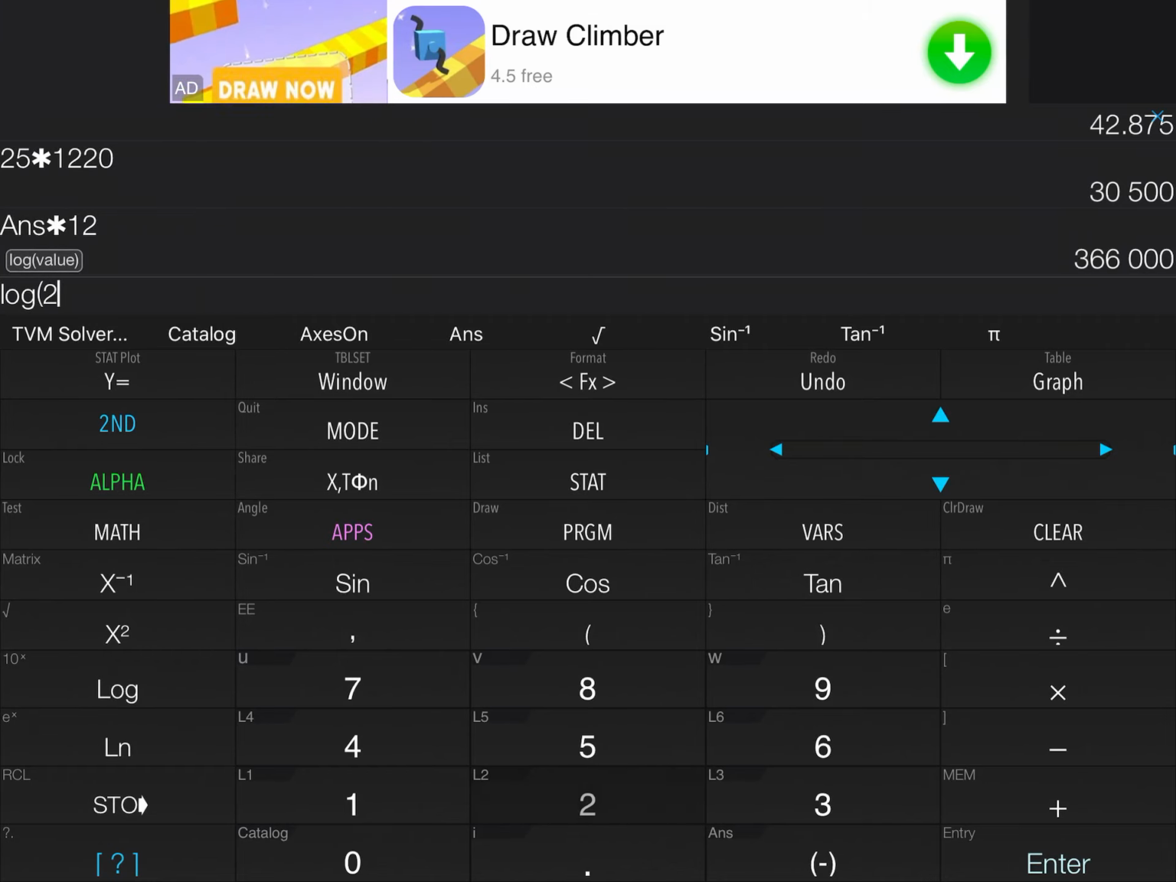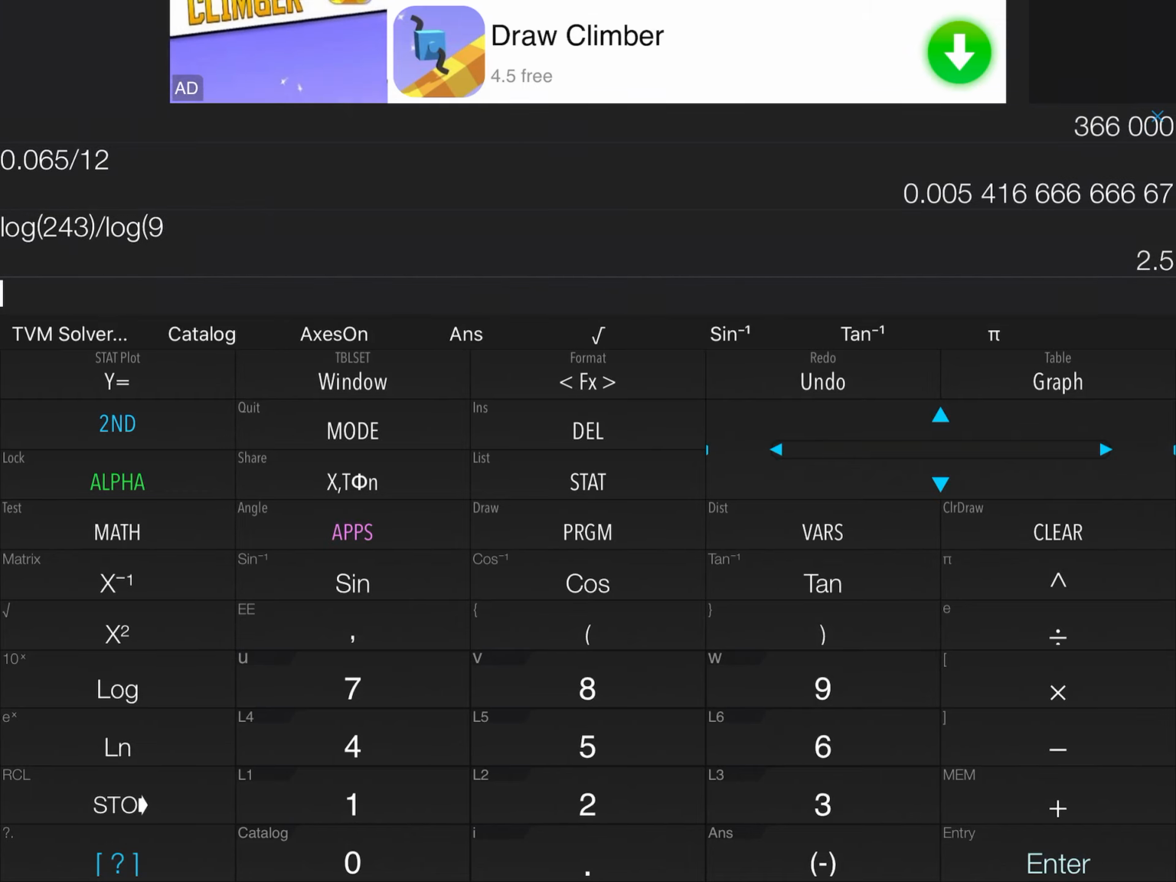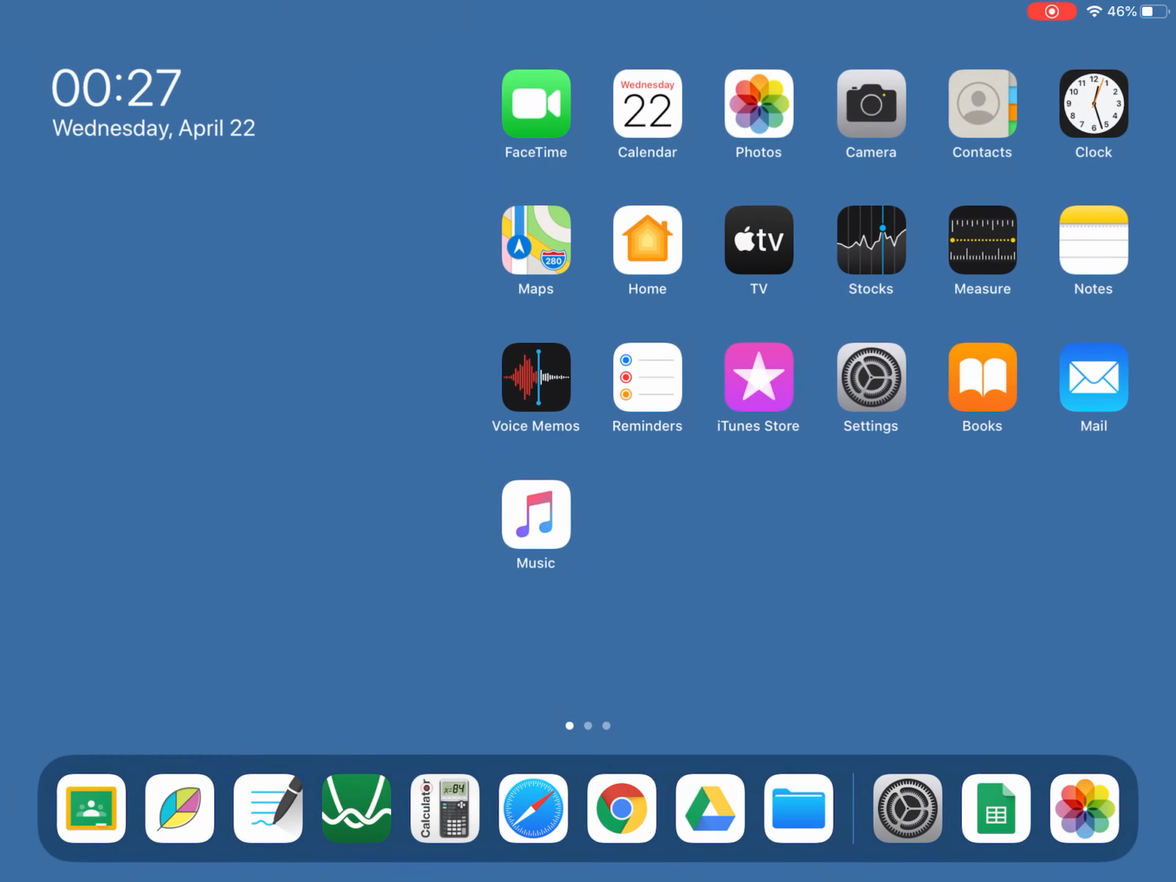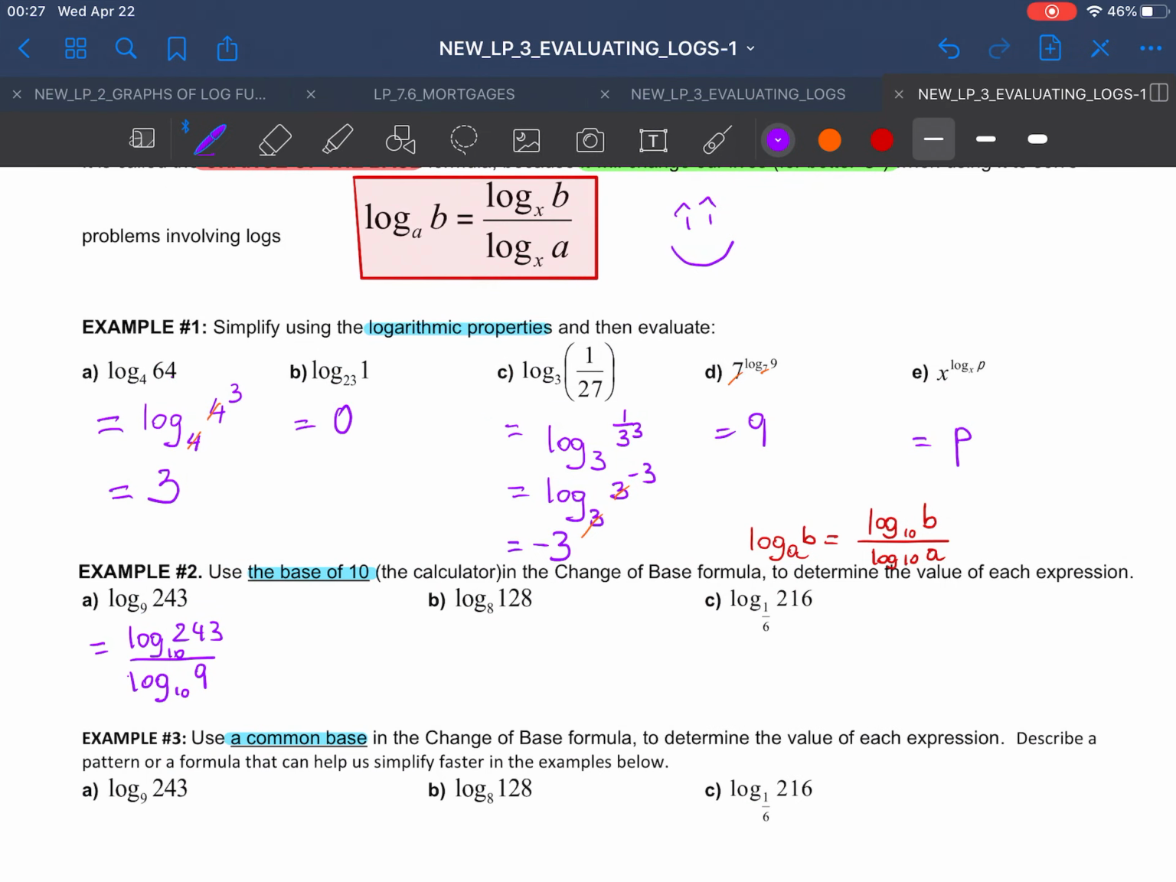So we're going to say log 243, close the brackets, and then that divided by log of 9. So we got the answer 2.5. I'll write it in fraction form, 5 over 2.